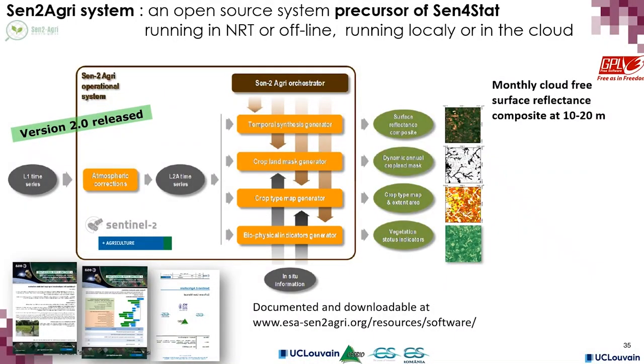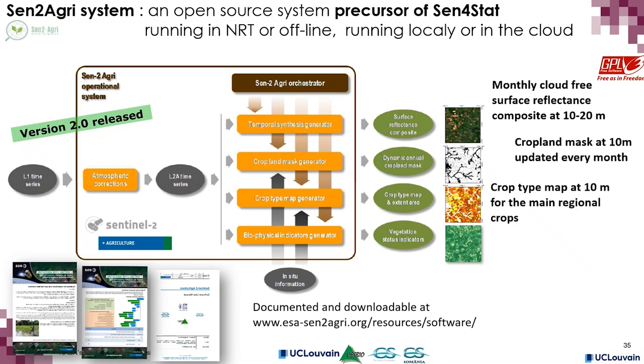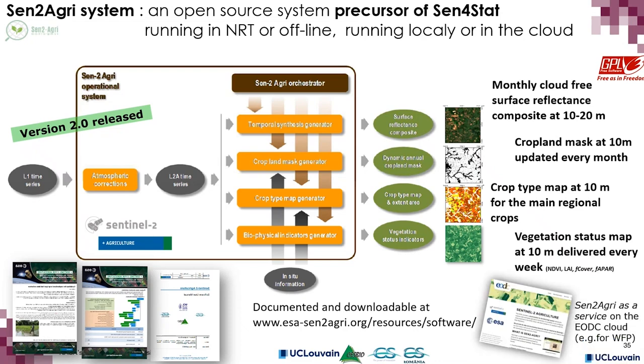This dataset, in fact, was produced with the precursor of Sen4Stat, which is the Sen2Agri system. The Sen2Agri system is a precursor because it runs only from Sentinel-2 and Landsat-8, and it can deliver only these four kinds of products in a more basic way. However, this Sen2Agri system is available and can deliver on request or automatically all these different products.